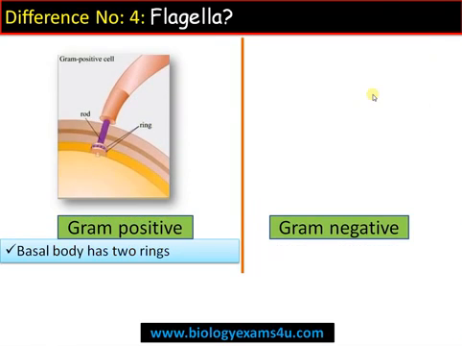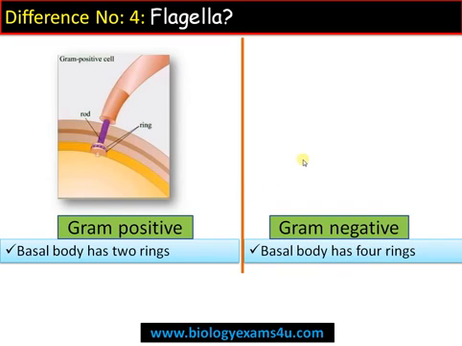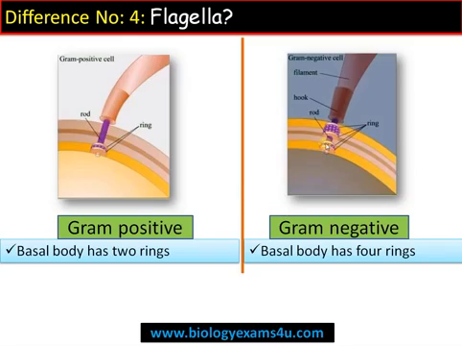Next is regarding the flagella. In the case of gram-positive bacteria, the basal body has 2 rings. It's the region from where the flagella arise in a bacterium, and it has 2 rings. Whereas in gram-negative bacteria, the basal body consists of 4 rings.